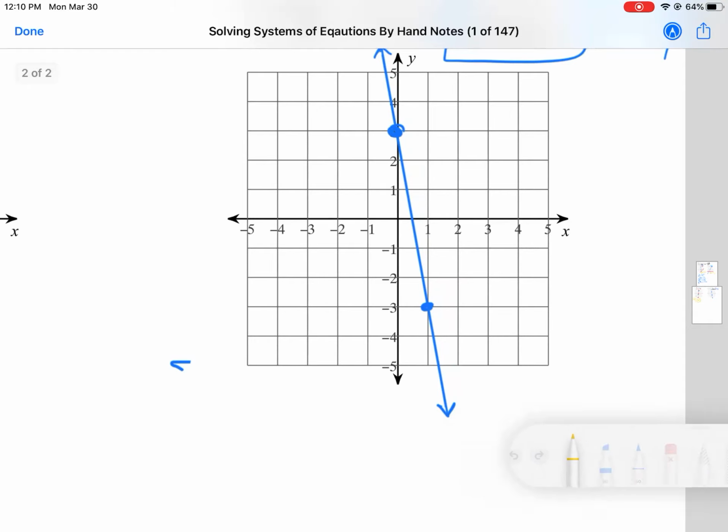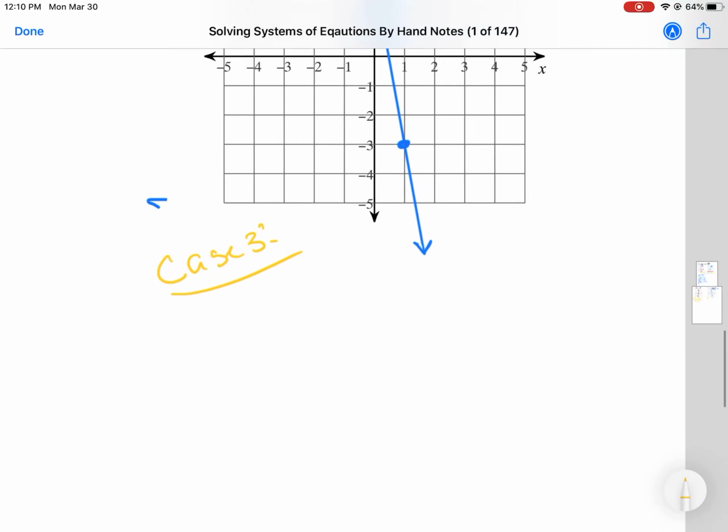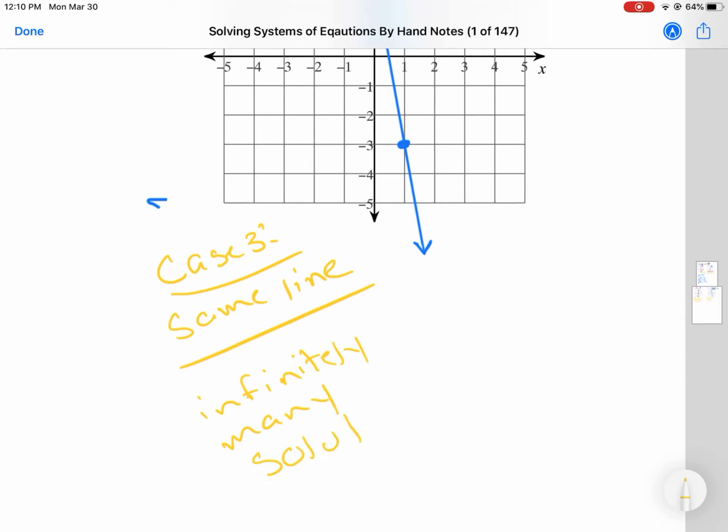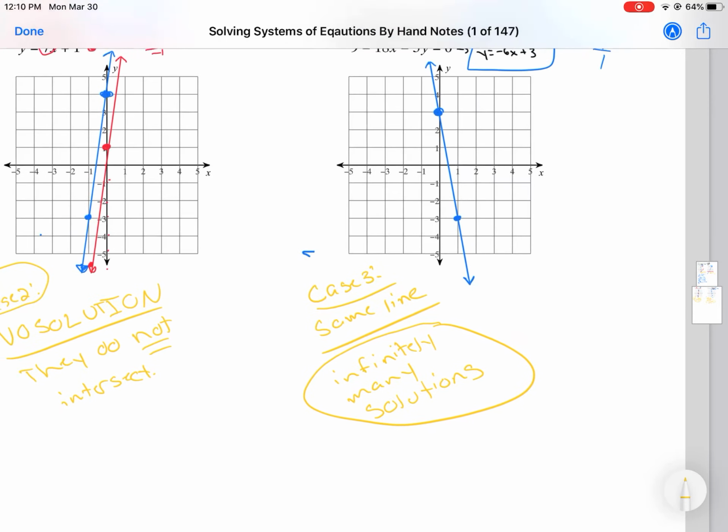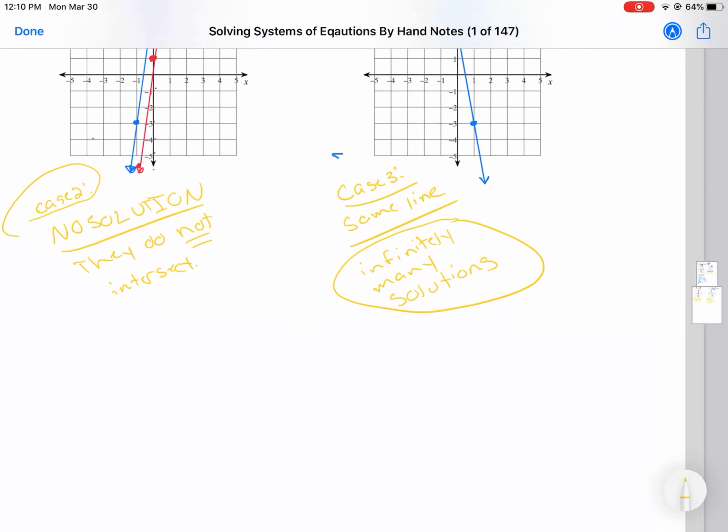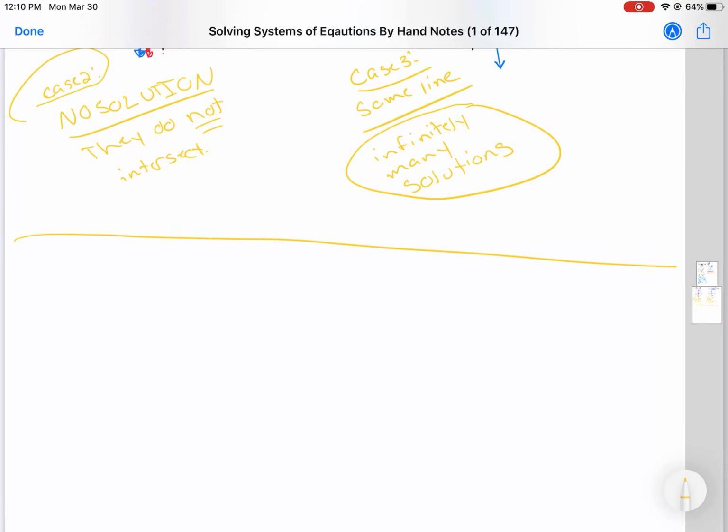And in this case, what is going on? In this case, for case 3, as we can see, it's the same line. So we have infinitely many solutions. Since they're the same line, they're going to go on top of each other. And any solution for x will satisfy this equation. So, case 3, we have the same line that's infinitely many solutions.